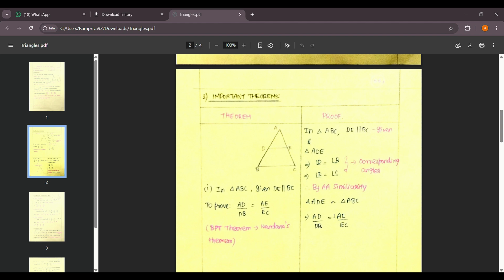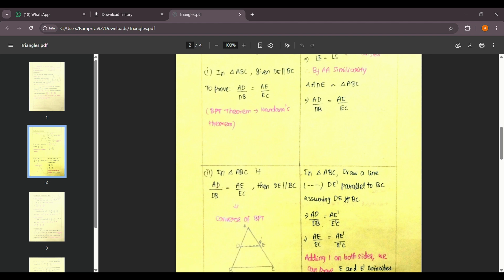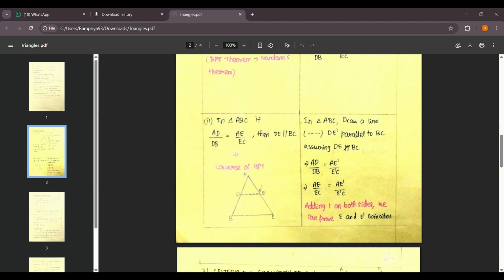So this was the legendary proof given by the great Nandana. Such is the simplicity of the proof. You can write the same proof in your exam, and they'll be giving you full marks in your exam as well. So it's one of the legendary proofs, as I said.